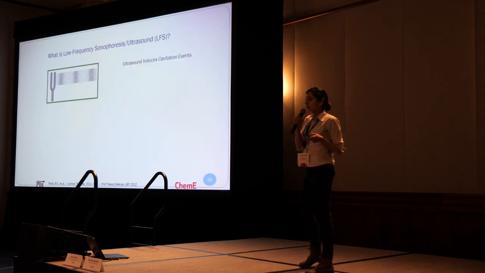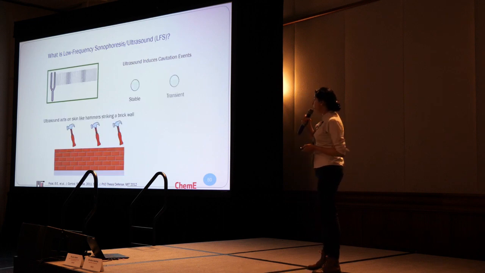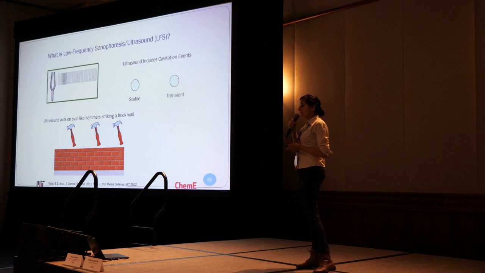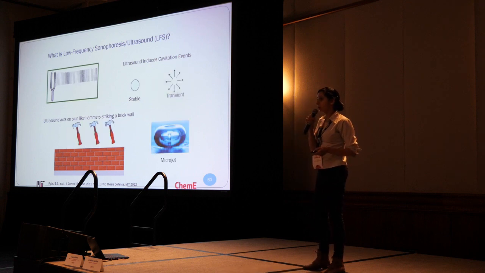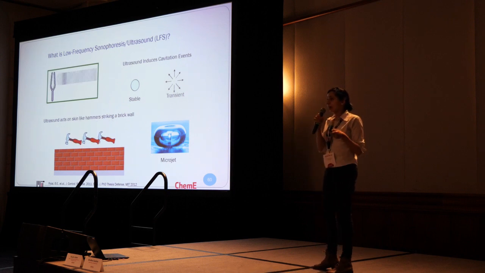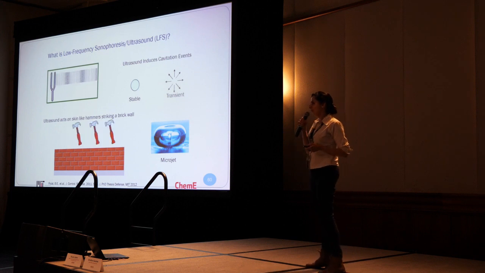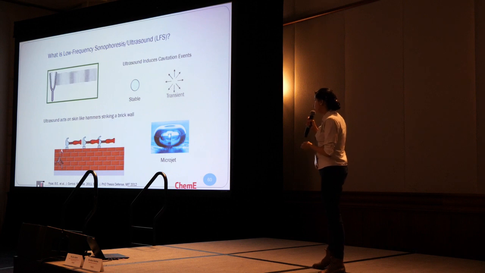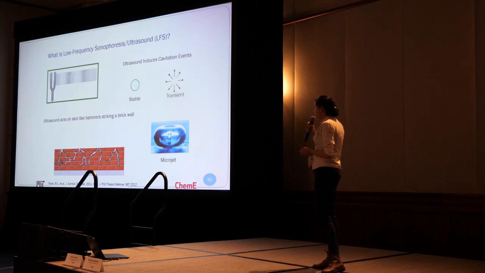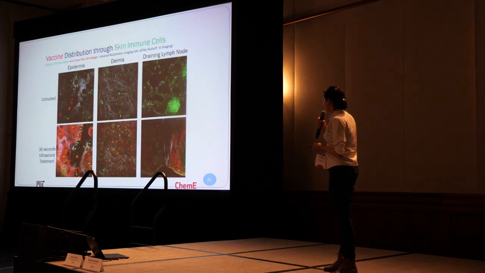Now, this happens because when we apply low-frequency ultrasound through a liquid medium, we induce both stable cavitation events and transient cavitation events, which increase in size going through the pressure cycles and eventually impinge on the skin surface as microjets. This can also be thought of as hammers hammering into the top layer of the skin, thereby allowing our topical antigen to reach the skin immune cells.